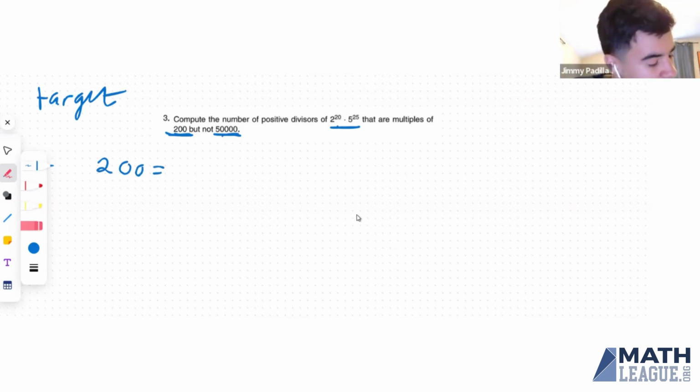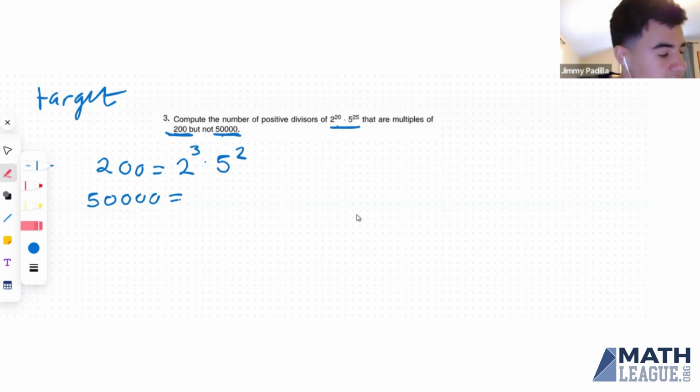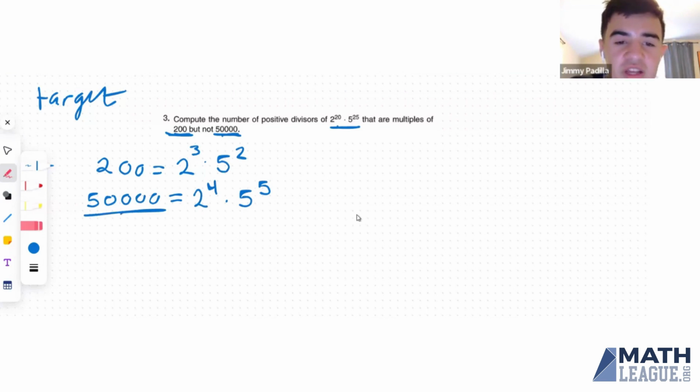After prime factorizing this, you get 2 to the 3 times 5 to the 2, and 50,000 you would get 2 to the 4 and 5 to the 5. What you notice here is since 2 to the 4 includes 2 to the 3 and 5 to the 5 includes a 5 squared term, 50,000 is a multiple of 200, meaning that every number that is a divisor of 50,000 is also a divisor of 200.